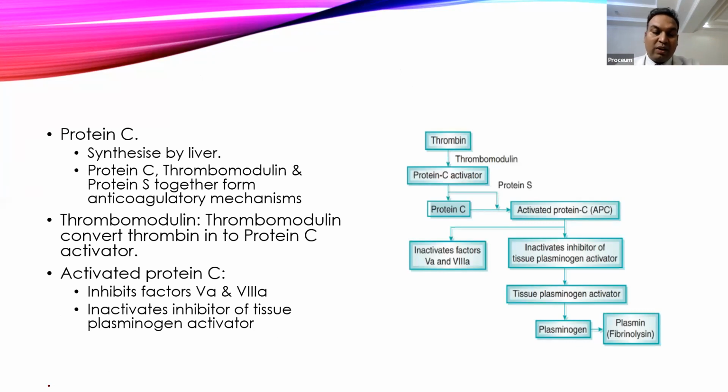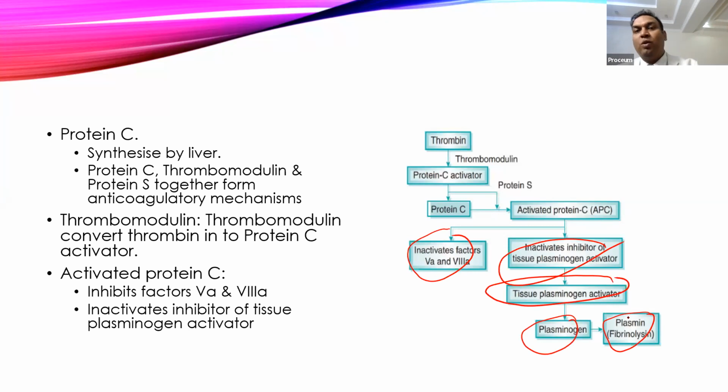Then another anticoagulant is protein C, which is synthesized by the liver, and protein C along with thrombomodulin together will form the anticoagulant mechanism, and it will inactivate active factor 5 and factor 8, and it also inactivates the plasminogen activator inhibitor. That will activate the tissue plasminogen activator, which converts plasminogen into plasmin, and that can cause fibrinolysis. So protein C not only prevents the coagulation, but also whatever blood clot has been formed will be removed from the body.